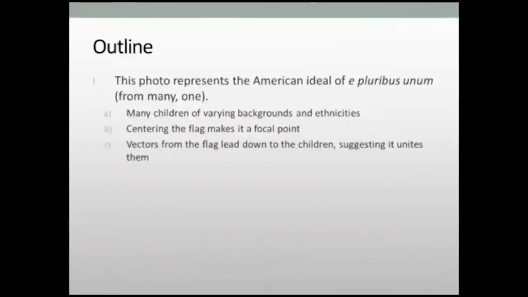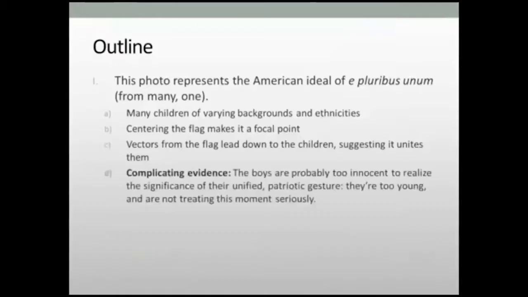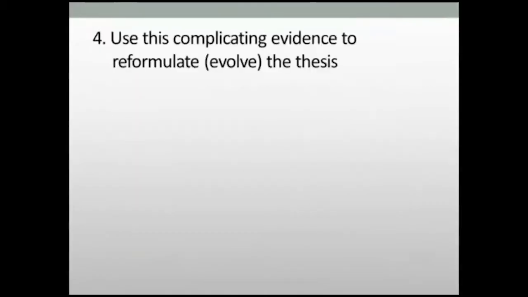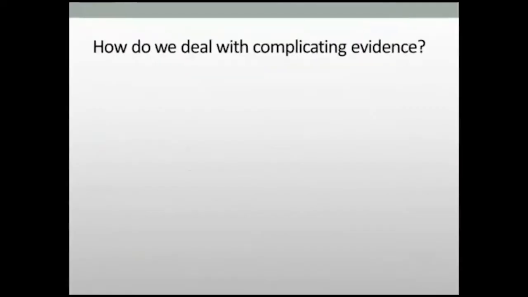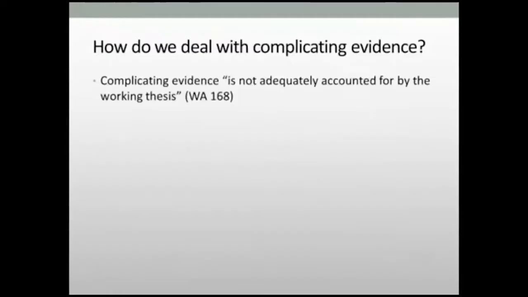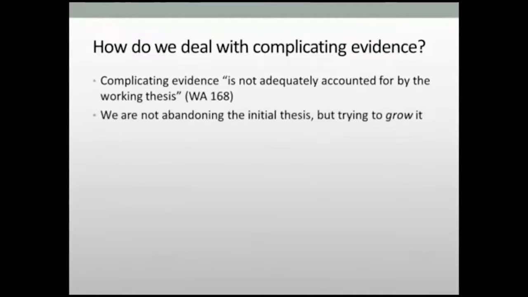So now we add the complicating evidence to our outline. We'll use this complicating evidence to reformulate, or in other words to evolve, our initial thesis. But how do we do that? Complicating evidence is evidence that is not fully accounted for by the working thesis. But this doesn't mean that we're abandoning the working thesis. Rather, we're trying to grow it, to modify our original claim so that it accommodates the new evidence.